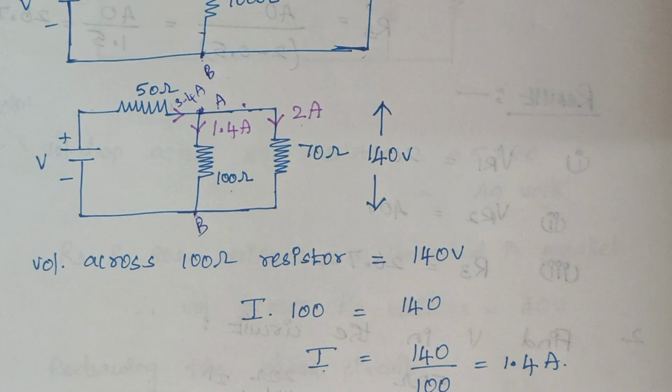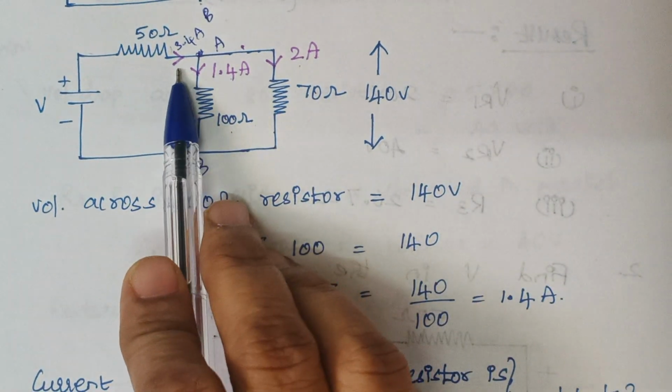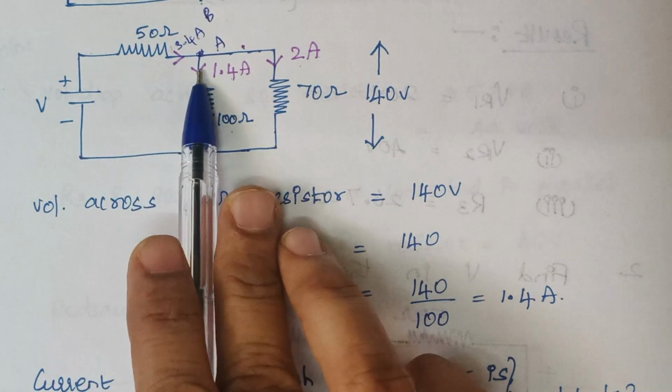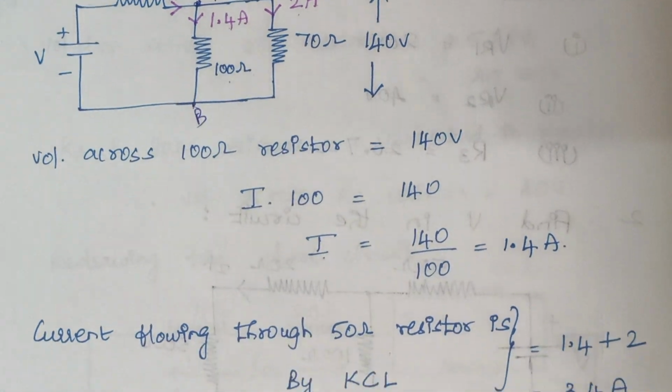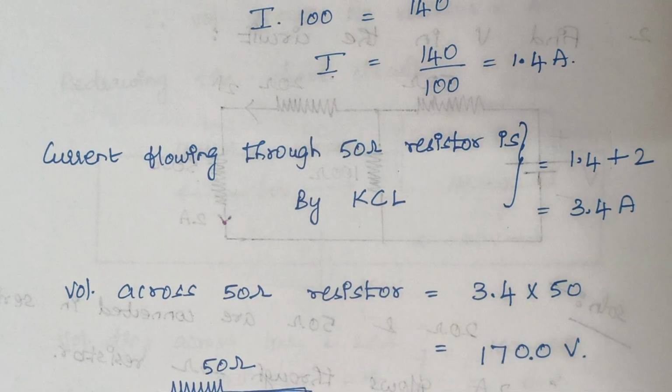Again KCL: the sum of current flowing towards the junction is equal to the sum of current flowing away from the junction. Now we know the current flowing through this 50 ohm resistor, therefore we can calculate the voltage drop across this 50 ohm resistor. The voltage drop is calculated as 170 volt here.